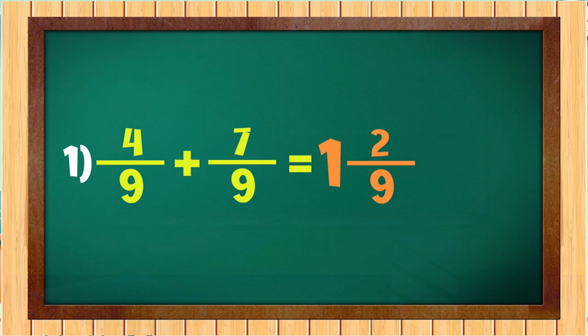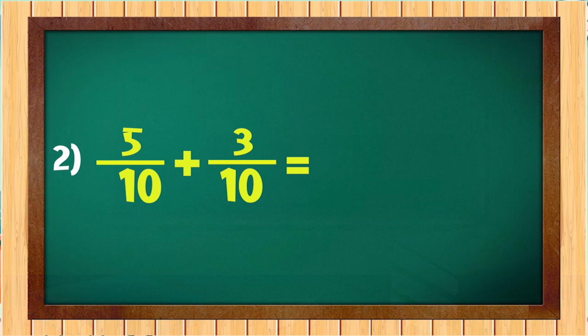Let's move along to the second one. Boys and girls, if you have that, put a big tick. 5 tenths plus 3 tenths. As usual, we only add our numerators. Our numerators are 5 and 3. 5 plus 3 will give us 8. We replace the common denominator. In this case, it is 10. So we have 8 tenths.